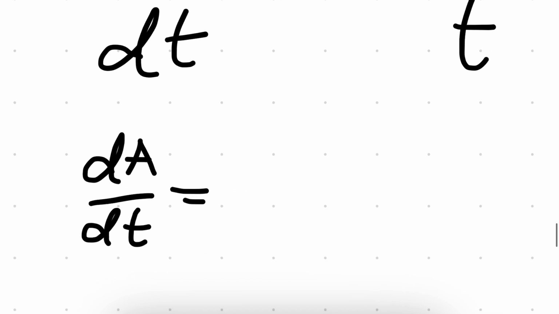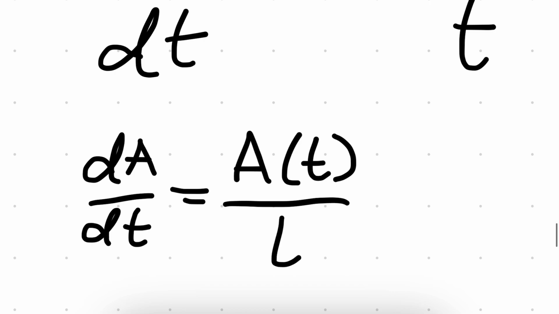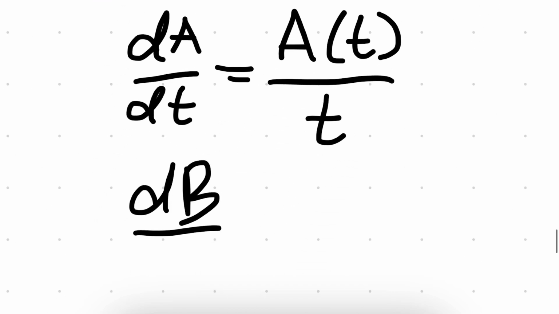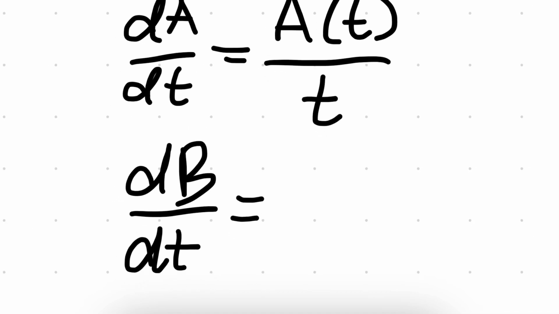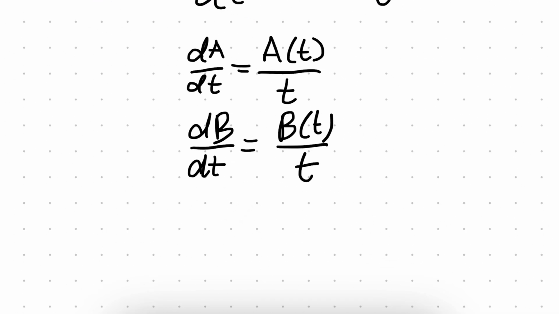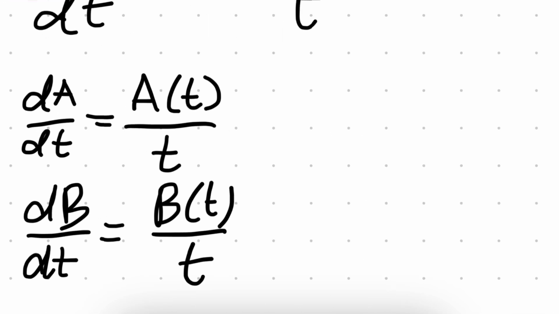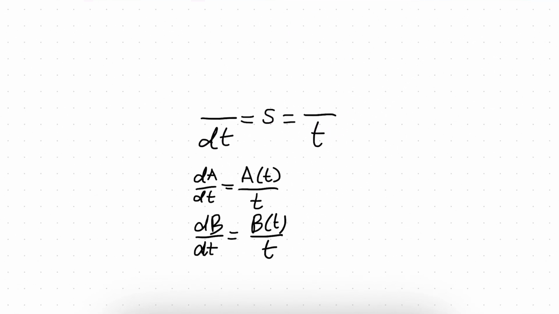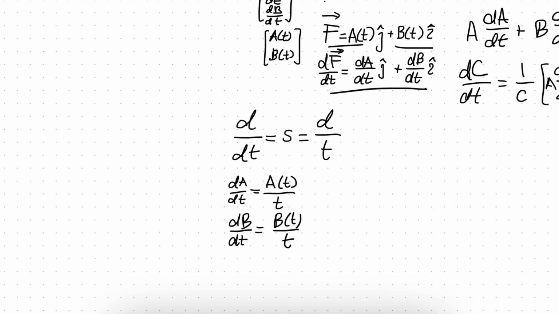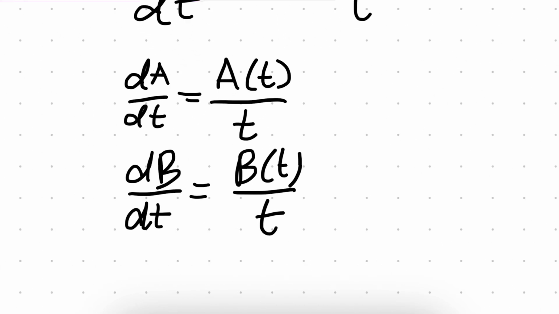So we can say that dA/dt is a of t divided by the time, and dB/dt is b of t divided by time. And we're trying to find dc/dt at 5 seconds. So 5 seconds is something we can use in this case. We know dA/dt, we know dB/dt. We're not going to say dc/dt is equal to c of t over t, because we don't know a lot of things in that relation. So the only useful relations are dA/dt equals a of t over t, and dB/dt equals b of t over t.